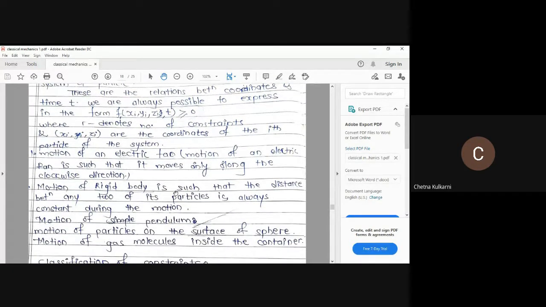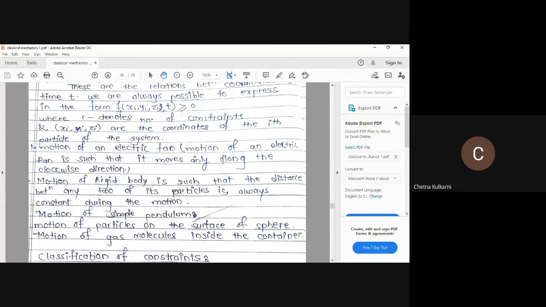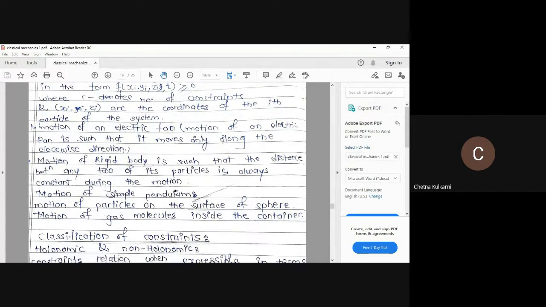Okay. So here, what is the restriction on that particle? Its distance from the origin may be greater than or equal to the radius. That is what a geometric restriction is. Okay. Let us go through some examples of constraints.